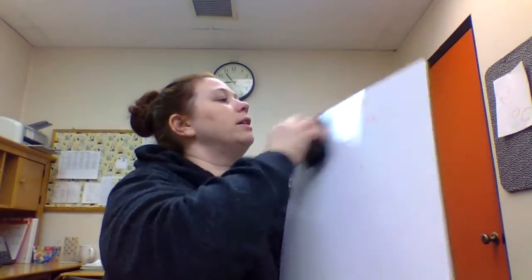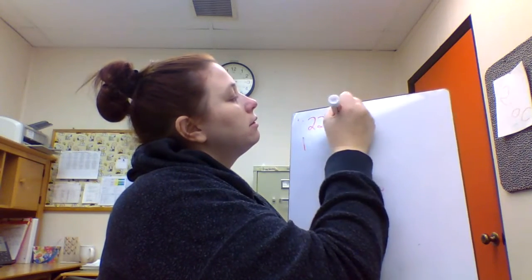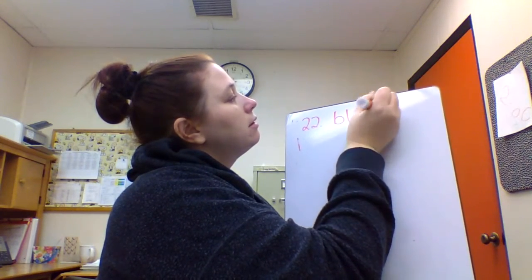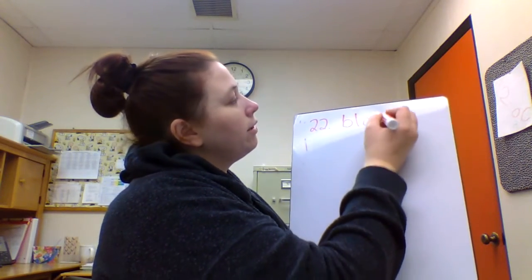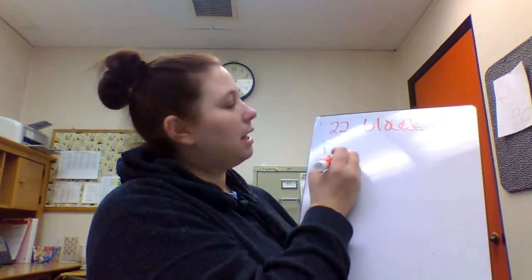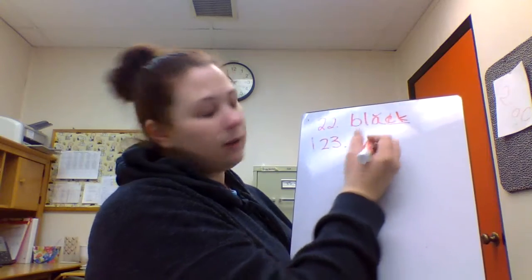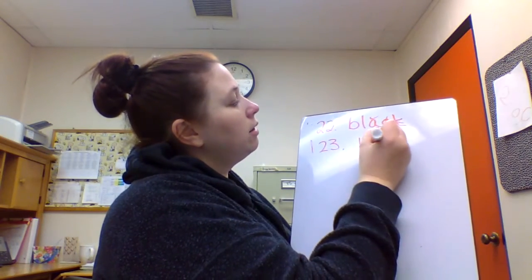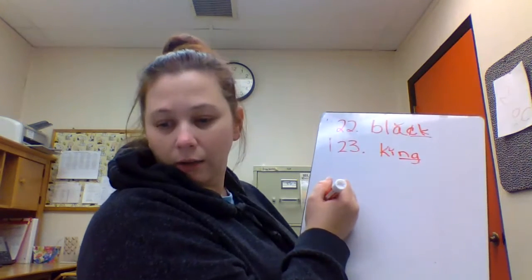All right, on our next group, we have 22, black. We underline our digraph, cross off our C, and our A gets a breve. Again, BL is a blend, but it doesn't get anything. King, we have our NG digraph, and our I gets a breve.